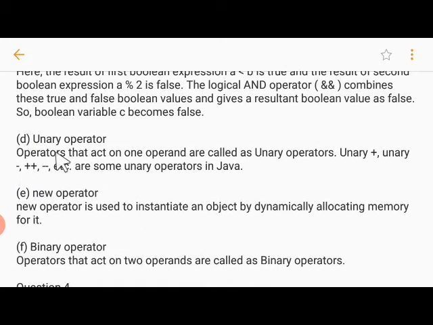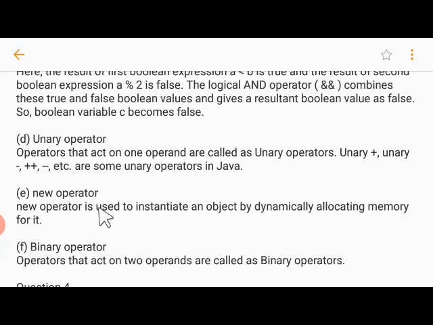Now we talk about the unary operator. A unary operator operates upon a single operand. So operators that act on one operand are called unary operators. Unary plus, unary minus, plus plus, minus minus, etc. are some unary operators in Java. So you just write the plain statement or the definition of the unary operator, and then in the example you may just list all of these. That's enough.